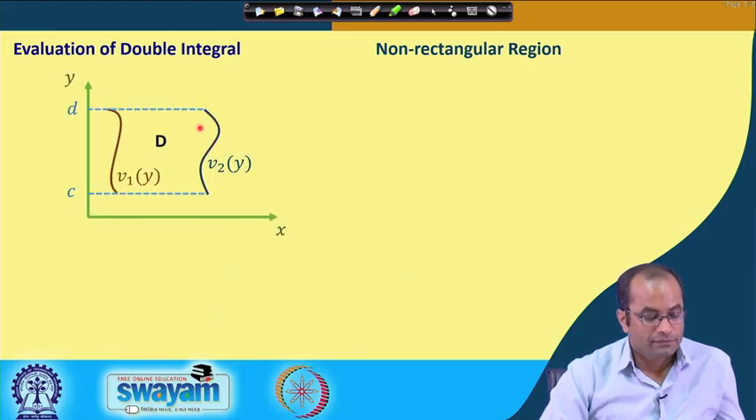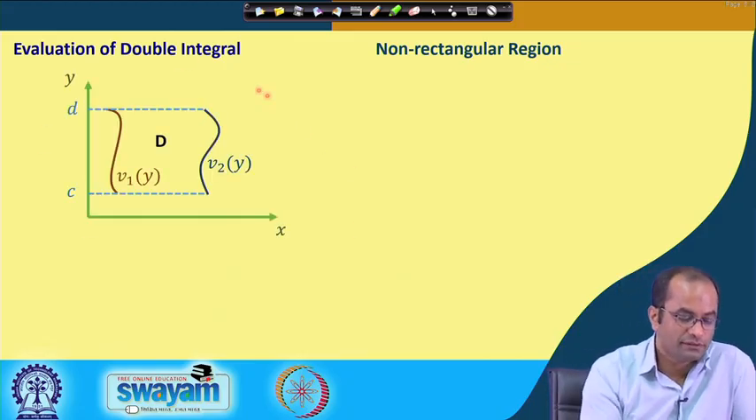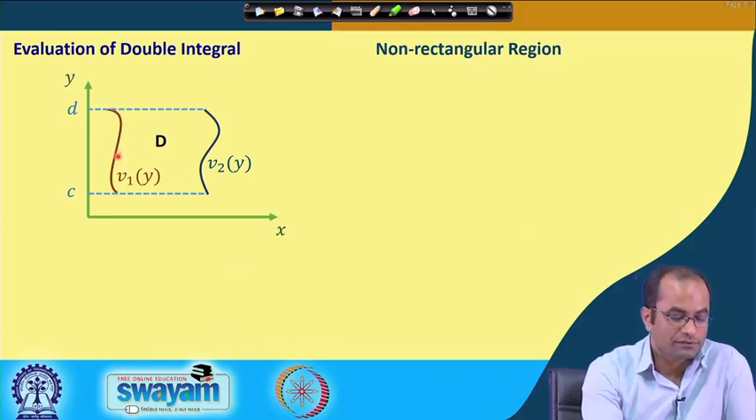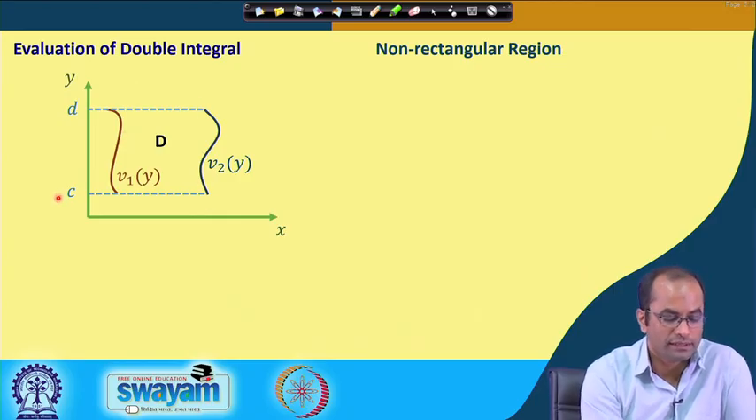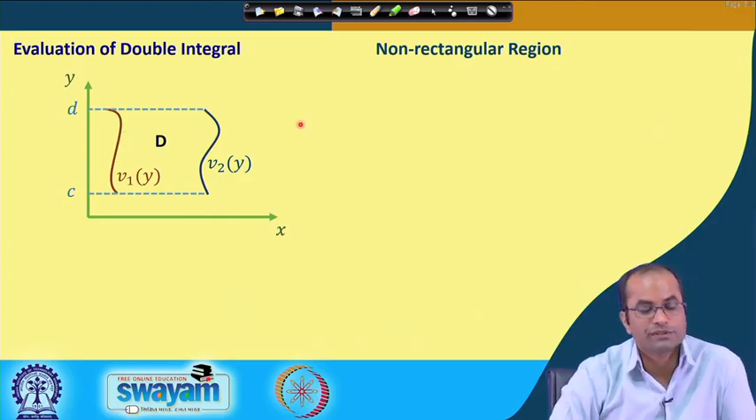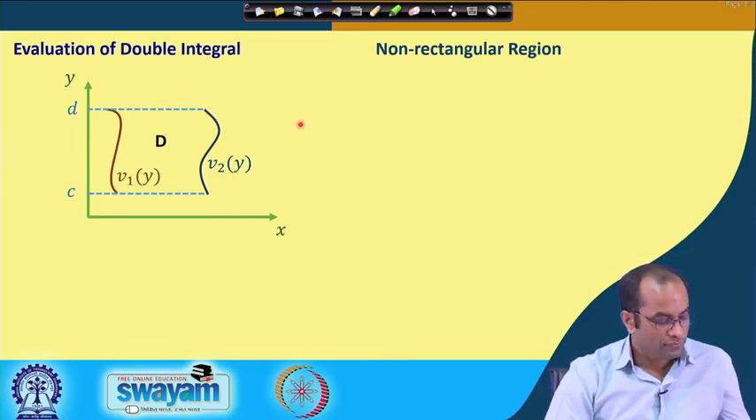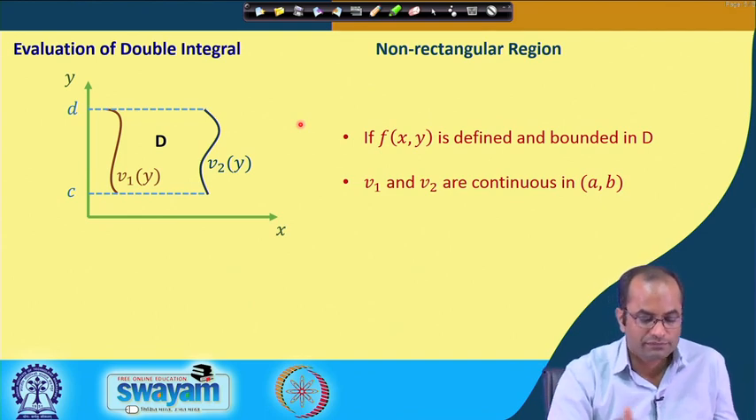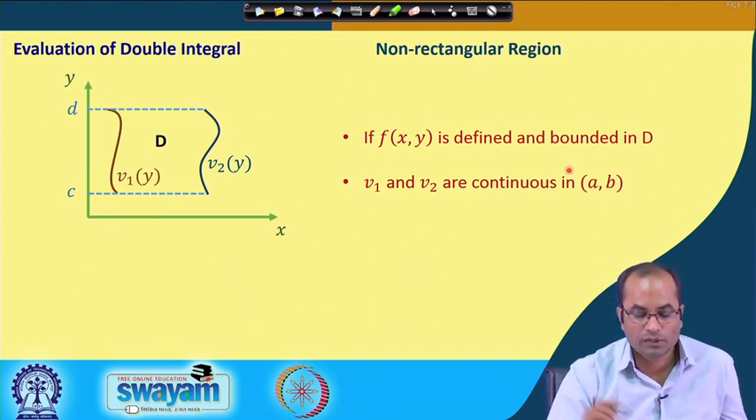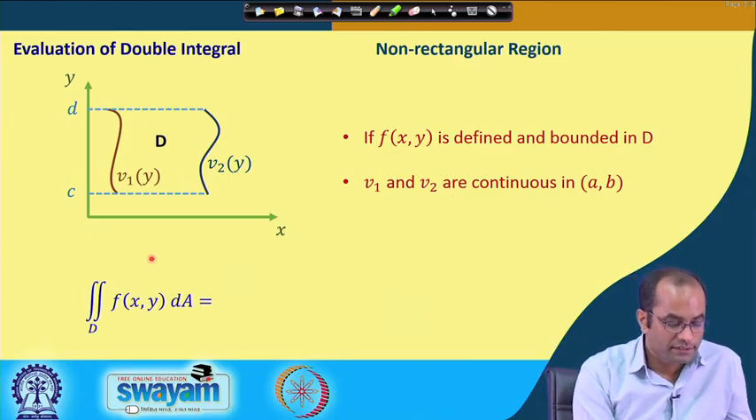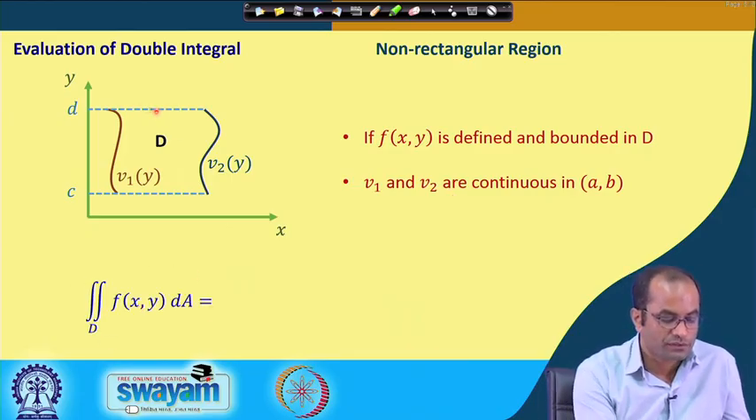And if we have, for example, the domain given in this figure, here there is a curve which depends on y. So, we have v1(y) to v2(y), and in y we are going from c to d. This is just the other way around than the earlier one, and for this case also f(x, y) is defined and bounded, and v1 and v2 are continuous.